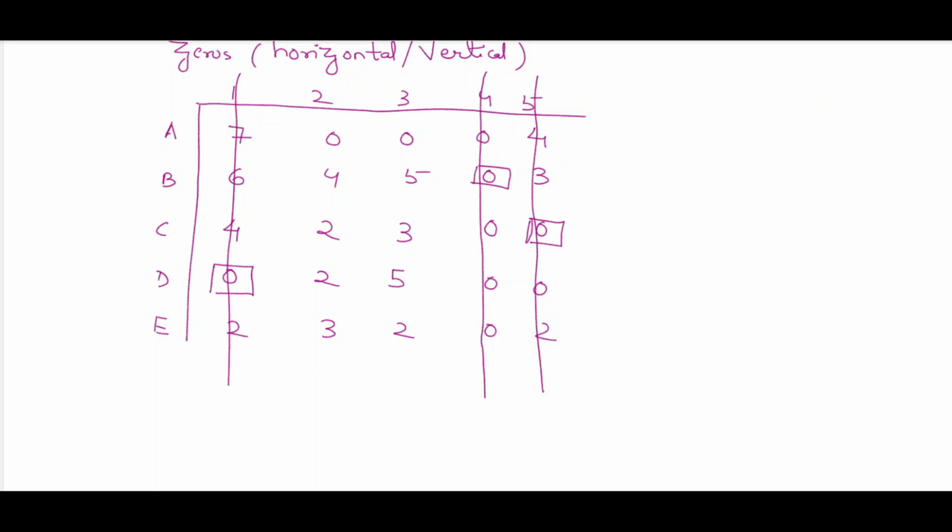Now the same thing you will repeat column wise. The first column we have already covered. In the second column you can see only one zero is there. If there is only one zero, then you will mark that column but you will cross that row.